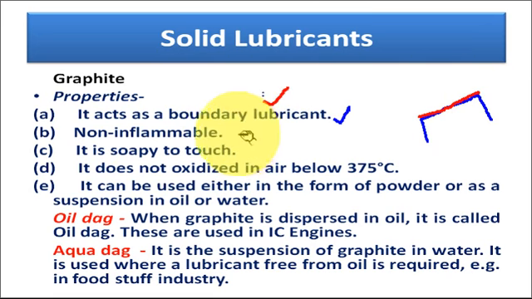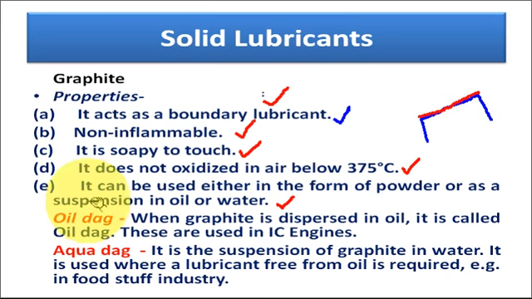These are non-inflammable, soapy to touch. It does not oxidize in air above 375 degrees centigrade. That means it has good stability. It can be used either in the form of powder as well as suspension in oil or water. So this is a very important quality of the solid lubricant graphite here. Graphite can be used as a powder for lubrication purposes, or it can be used as a suspension.